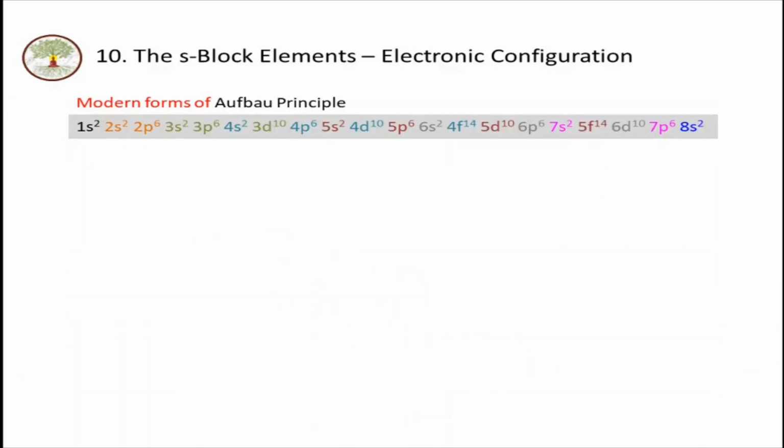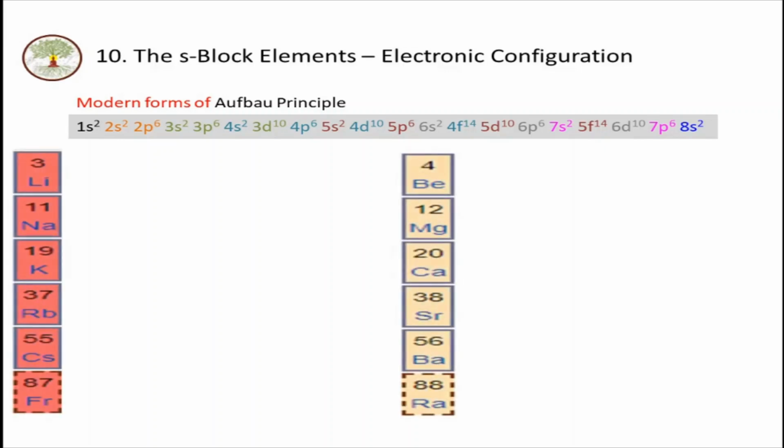Now that we know the exact sequence of filling of atomic orbitals, it is much easier to write the electronic configuration of all elements. Lithium has 3 electrons since its atomic number is 3. So it is filled as 2 electrons in the 1s orbital and 1 electron in the 2s orbital. Beryllium has 4 electrons, so 2 electrons go in the 1s orbital and 2 electrons in the 2s orbital. Similarly, we can write the electronic configuration of all elements.